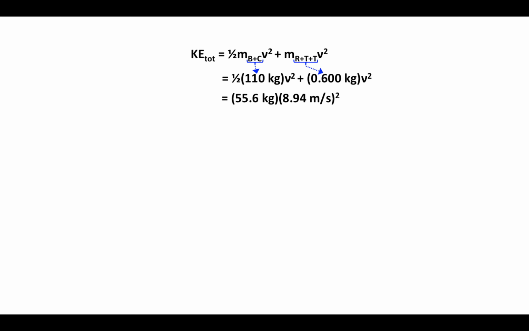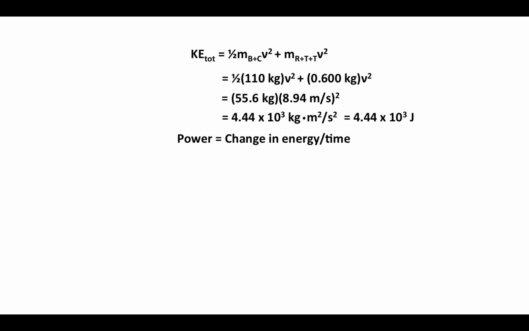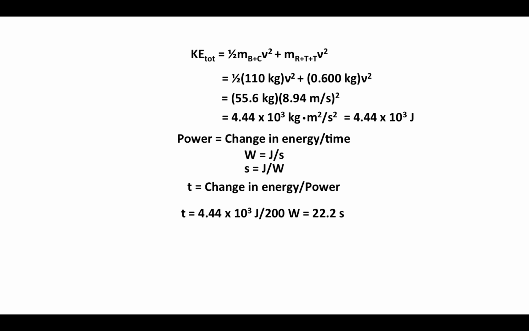When I multiply that out, I get first this expression and then this one. And kilogram meter squared per second squared is the unit of joule. So my total kinetic energy is 4.44 times 10 to the third joules. Power is the change in energy divided by time. A watt is a joule per second. Second equals joule divided by watt. Time is my change in energy divided by power, and the time works out to 22.2 seconds to accelerate to 20 miles per hour.